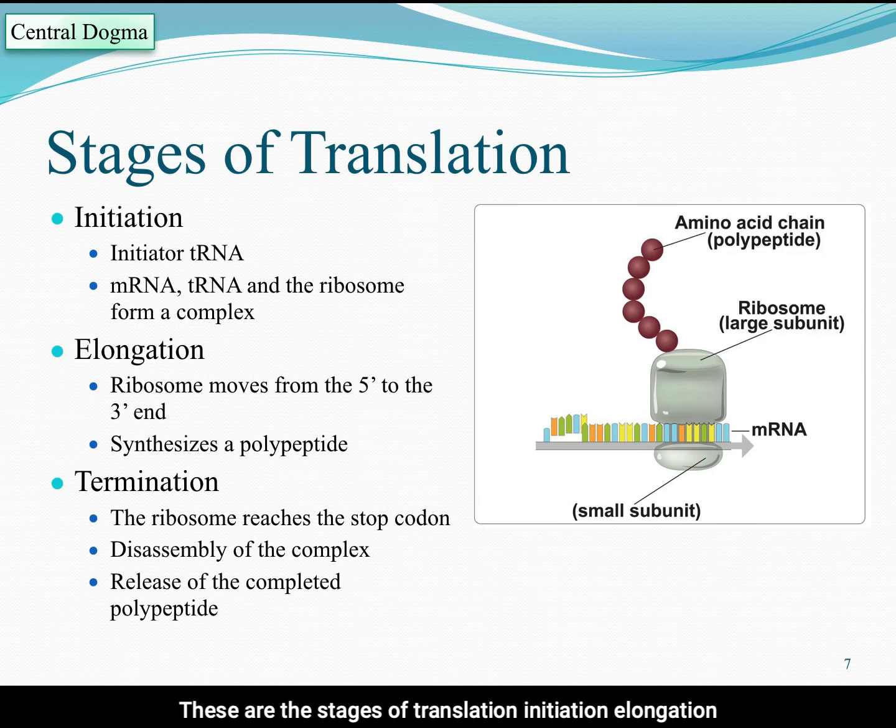These are the stages of translation: initiation, elongation, and termination. During initiation, mRNA, tRNA, and the ribosome form a complex. During elongation, the ribosome moves from the 5' to the 3' end and synthesizes a polypeptide chain of amino acids. Termination occurs when the ribosome reaches the stop codon and disassembles the complex. The completed polypeptide is then released from the ribosome.